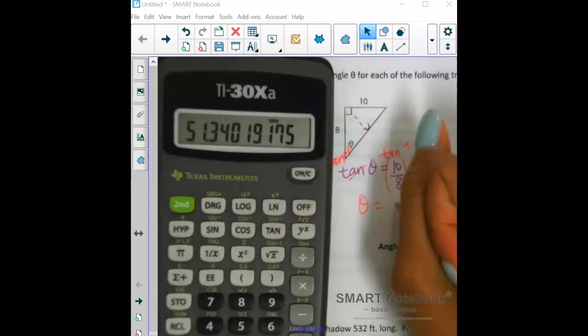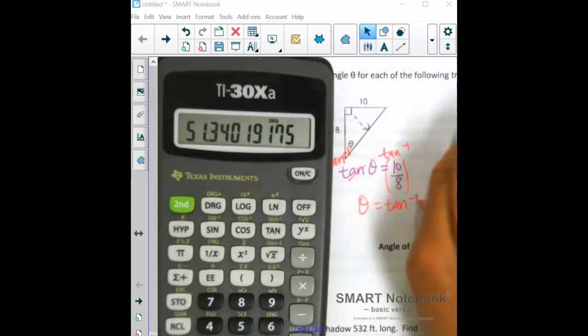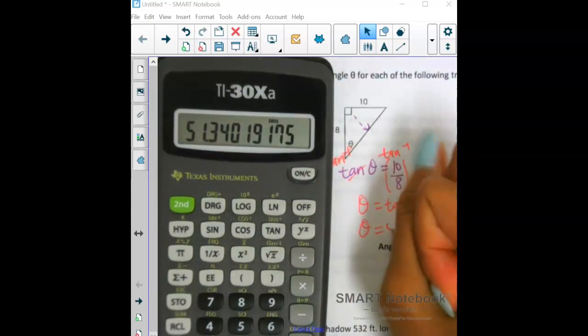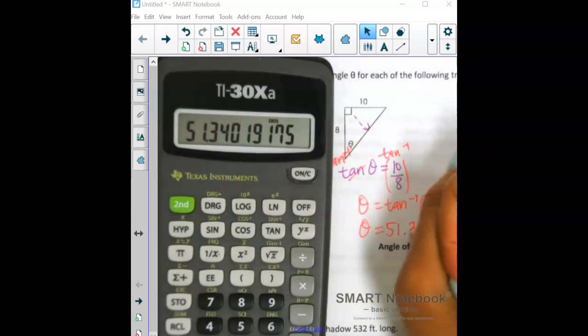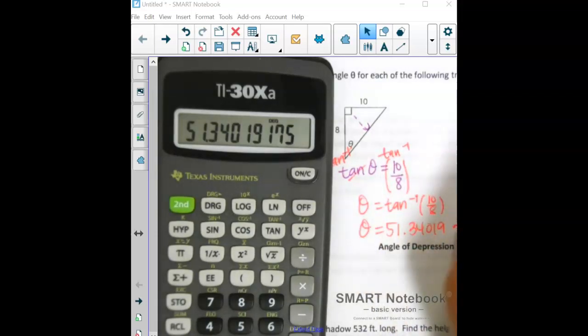So let me rewrite what I just did. We did tangent inverse of 10 over 8. And theta is equal to 51.34019, which is approximately 51.3 degrees.